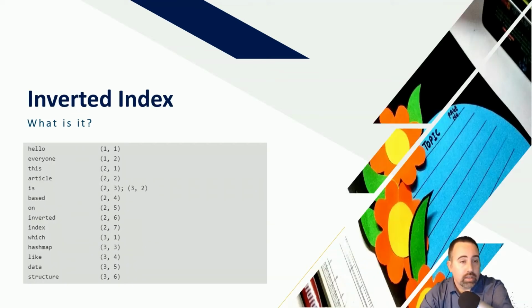So an inverted index, basically it's a way to store where the location of words within documents are marked. So you'll notice in this example, I have the word hello, and that's in document 1, and that's word 1. And then I have everyone, document 1, word 2. Then I have things like this article, and you'll notice on the word is, that's in document 2, word 3, but it's also in document 3, word 2.